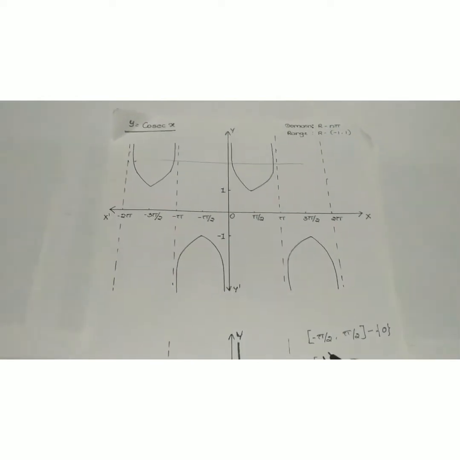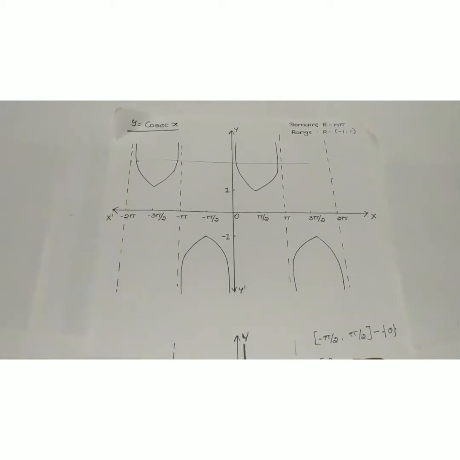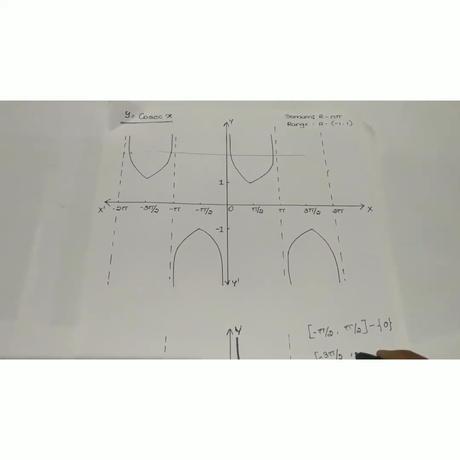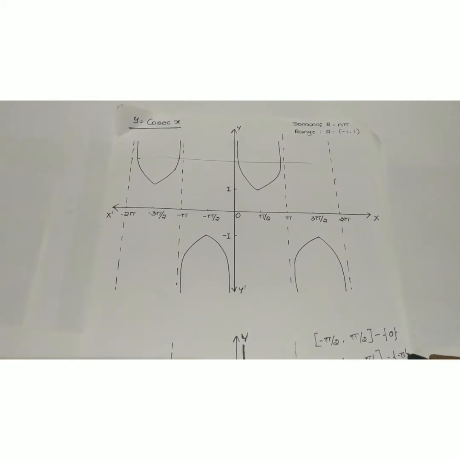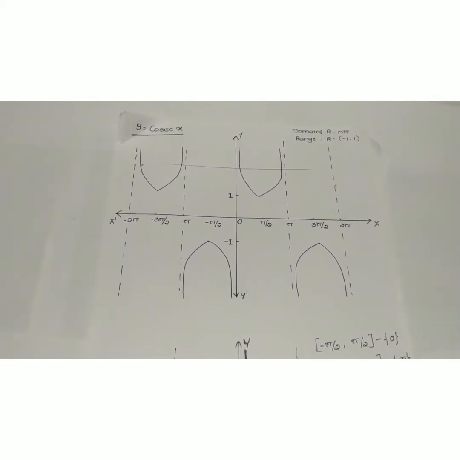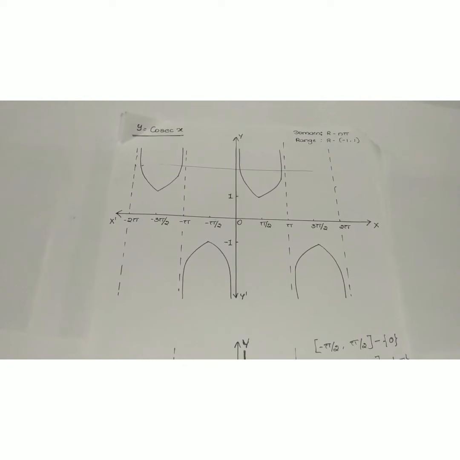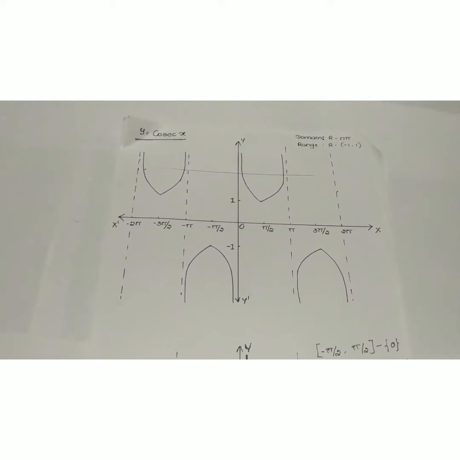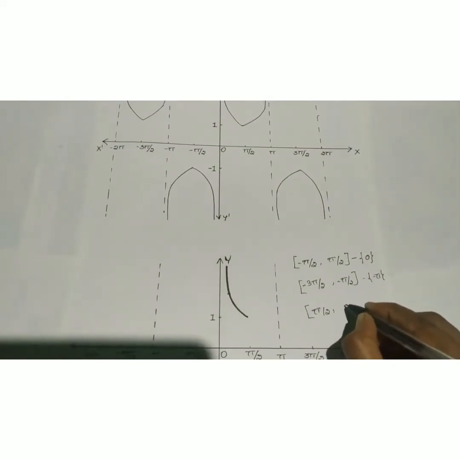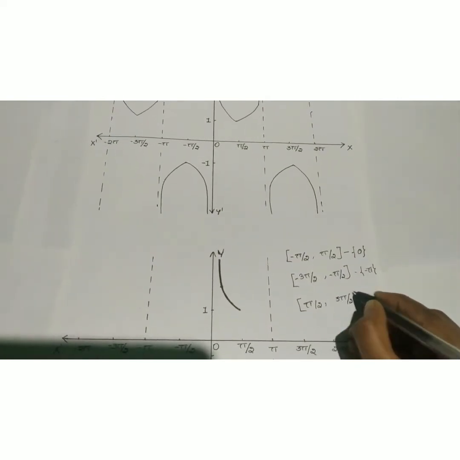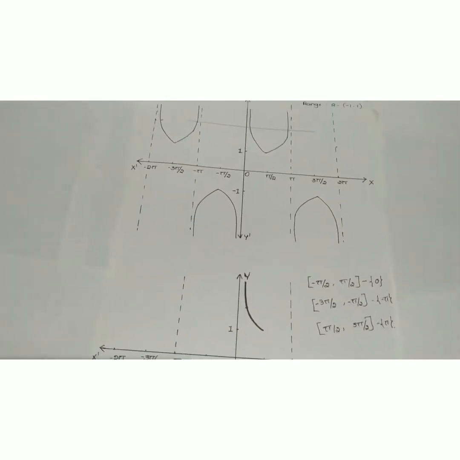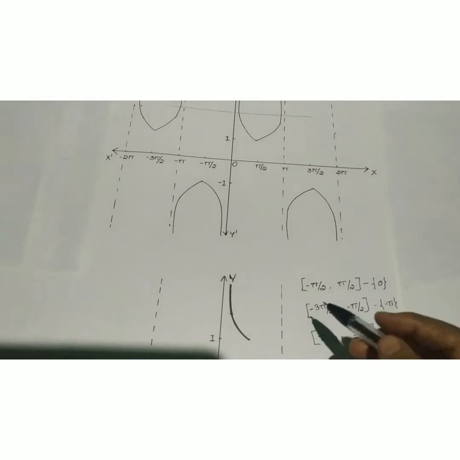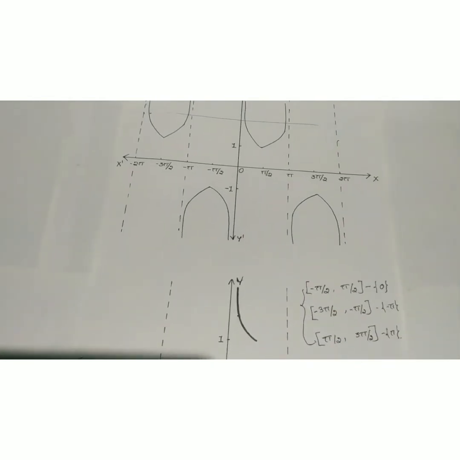So here cosec function is restricted to minus 3 pi by 2 to minus pi by 2 except minus pi value. In the same way, cosec function is also restricted to the interval pi by 2 to 3 pi by 2 except pi value. Cosec function can be restricted to any of these intervals.